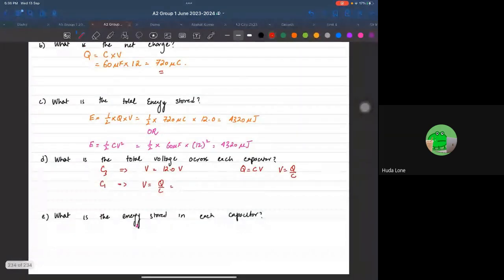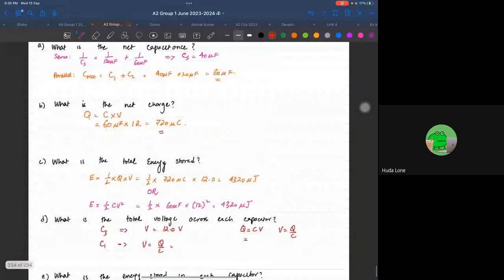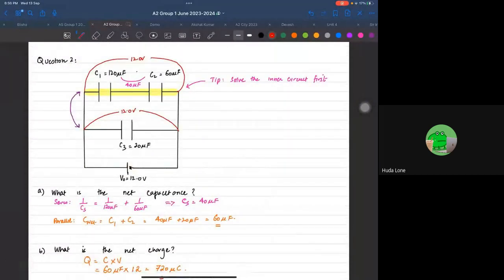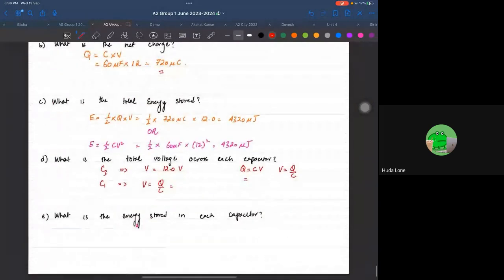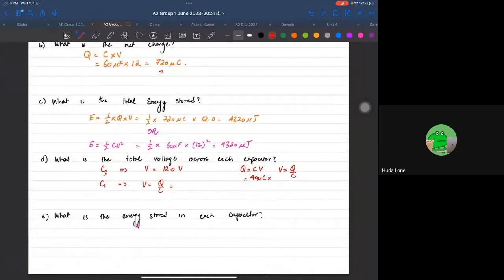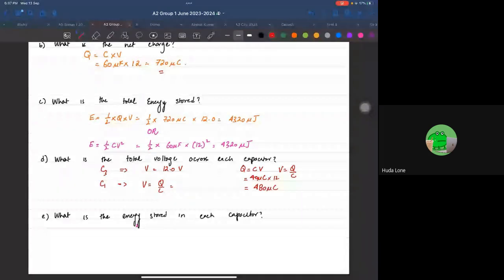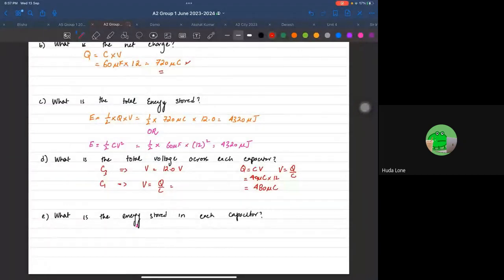If we want to find the charge, the total capacitance in series was 40, as you can see here. So we're going to use 40 here, and the voltage across was 12. So the total charge across both of them would be this. Now we have to use this charge, not this charge. Remember this, this is the trick that you might fall into. So for 80 microcoulombs, the first capacitance was 120 microfarads. So it should give you about 4.0 volts.